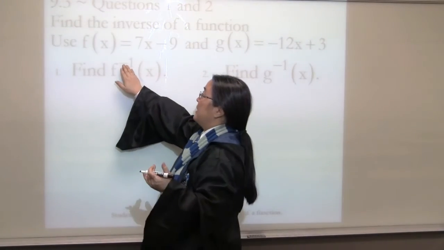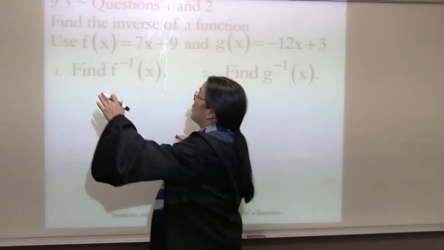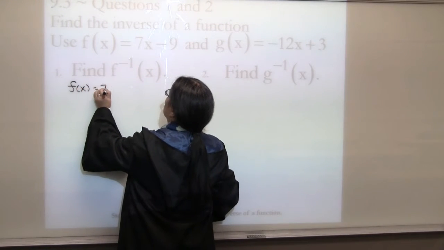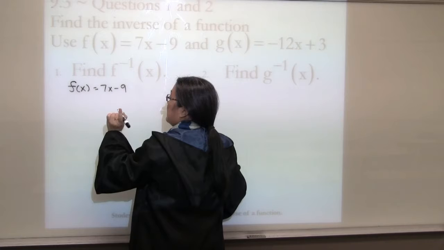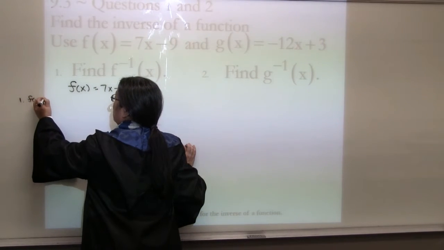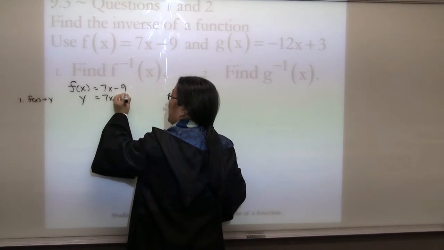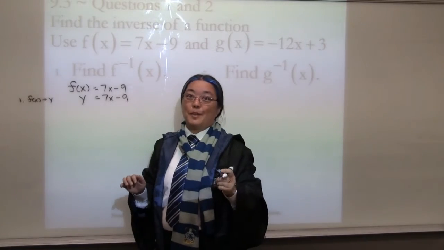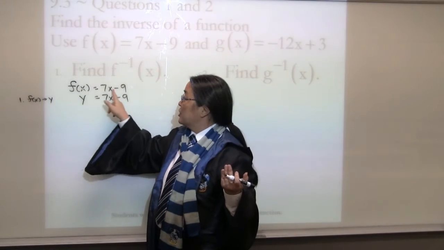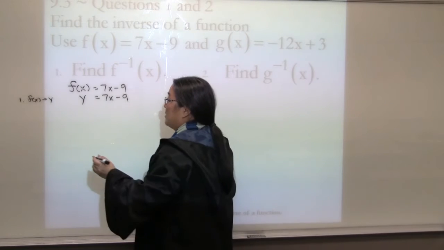To find f inverse of x, so this symbol here is an inverse. We're going to start off with the formula for f of x equals 7x minus 9. Step 1, you're going to change f of x into y. You'll remember from chapter 3 that f of x and y are the same thing. Hey, this is function notation, and then this is y equals mx plus b, slope-intercept form.